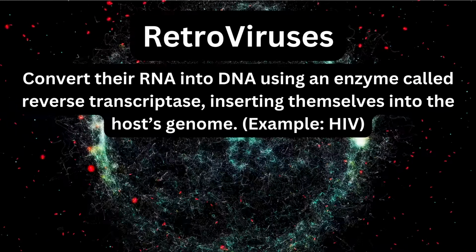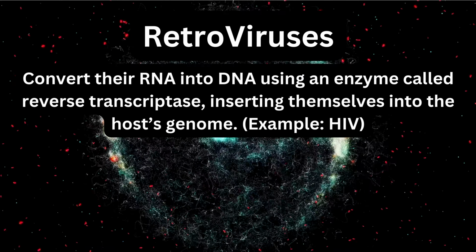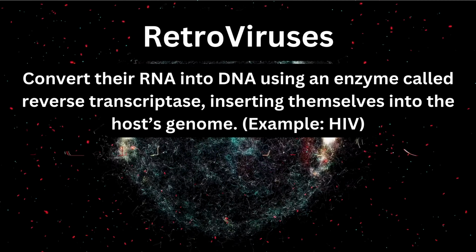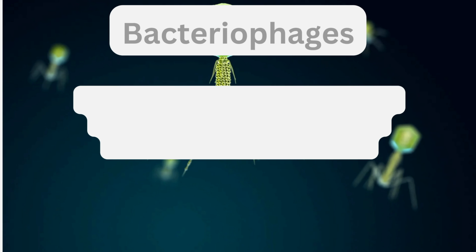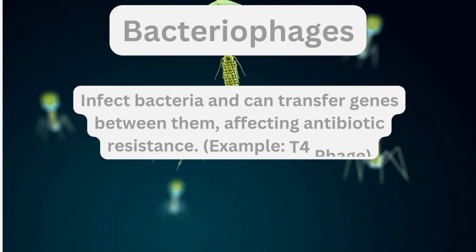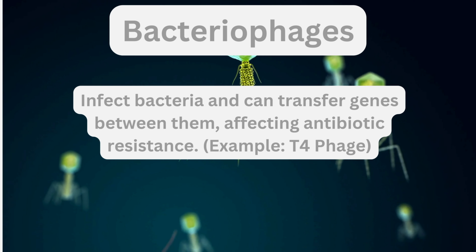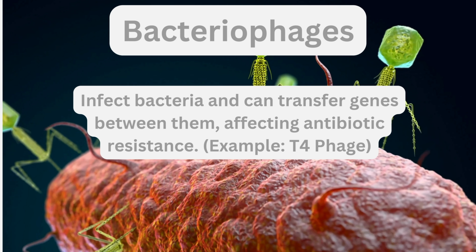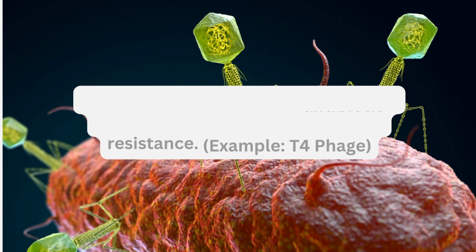Retroviruses convert their RNA into DNA using an enzyme called reverse transcriptase, inserting themselves into the host genome. An example is HIV. Bacteriophages infect bacteria and can transfer genes between them, affecting antibiotic resistance. Here we have the T4 bacteriophage.